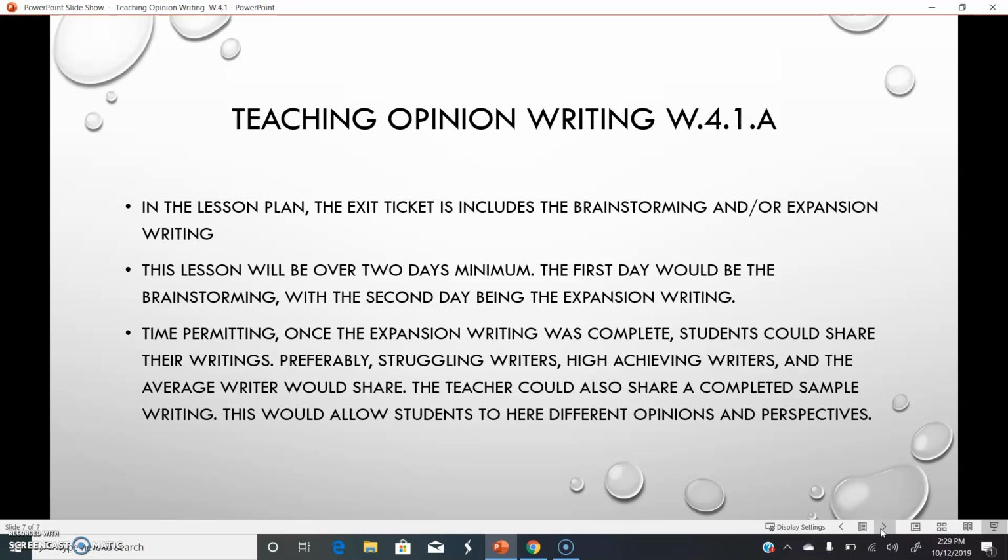Time permitting, once the expansion writing was complete, students could share their writings. Preferably struggling writers, high-achieving writers, and the average writer would share. The teacher could also share a sample writing. This would allow students to hear different opinions and perspectives, and learn from each other.